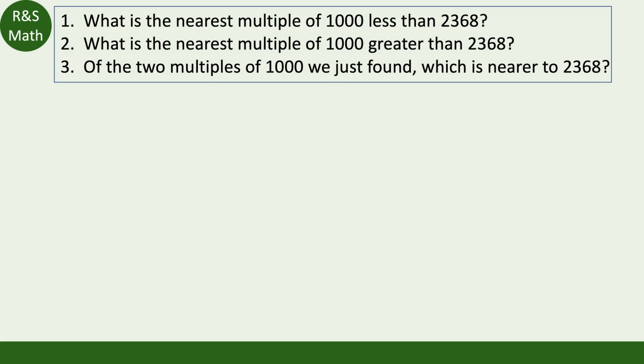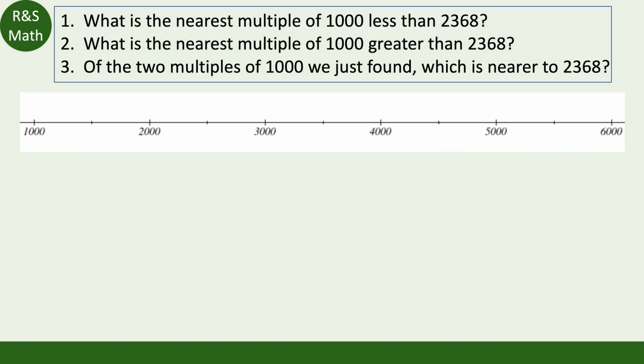To answer these questions, it helps to look at a number line with a label spacing of 1,000. We have to make sure that the number line we use is a number line that we could place 2,368 on. Looking at this number line, where would we put the number 2,368? We would put it between 2,000 and 3,000. But where? The tick mark between 2,000 and 3,000 is halfway between them and represents the number 2,500. Since 2,368 is less than 2,500, we need to put 2,368 between 2,000 and 2,500.